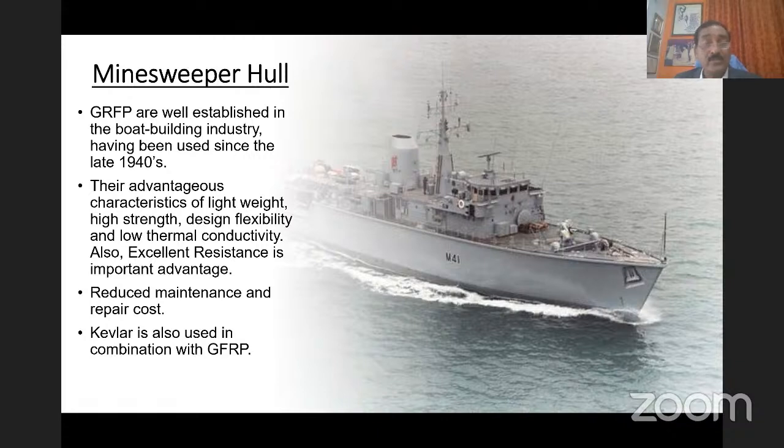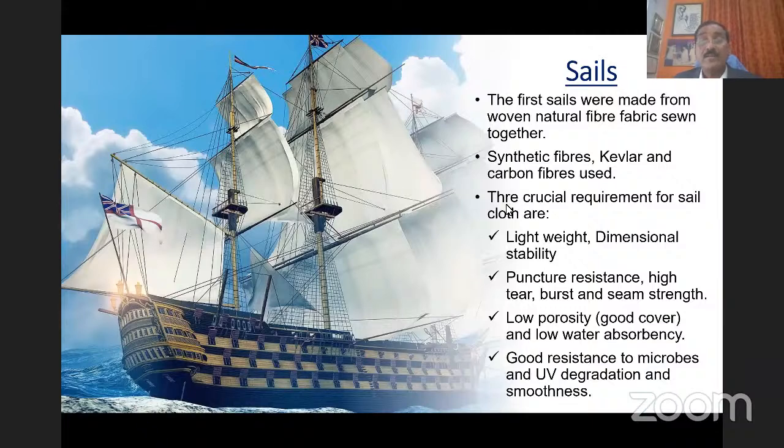Kevlar is also used in combination with GFRP. In sailing sails, the first sails were made from woven natural fiber fabrics, and now synthetic fibers, Kevlar and carbon fibers are used. The crucial requirements for a sail cloth are light weight, dimensional stability, puncture resistance, high tear, burst and seam strength, low porosity, good cover and low water absorbency, good resistance to microbes and ultraviolet degradation, and smoothness. Composite materials are used in the sails.